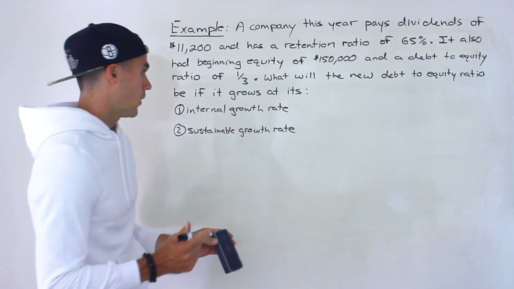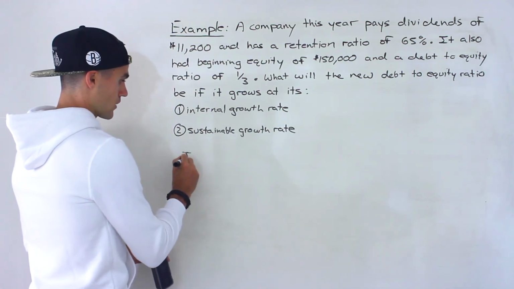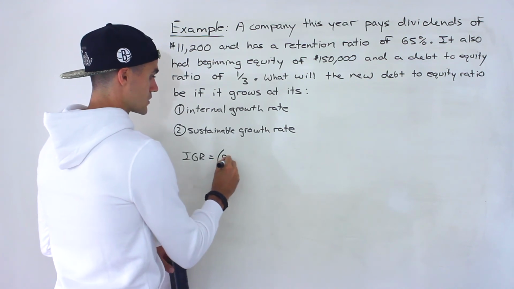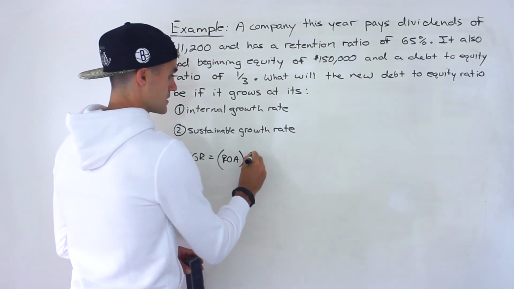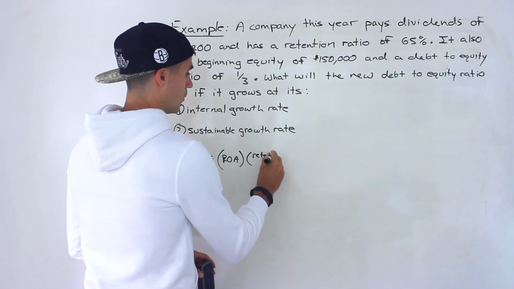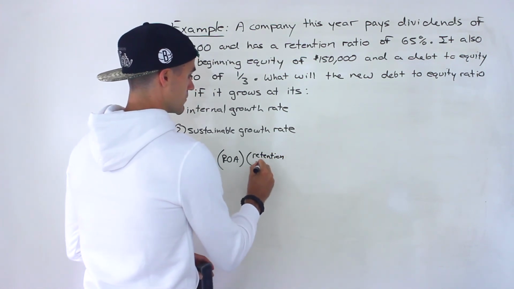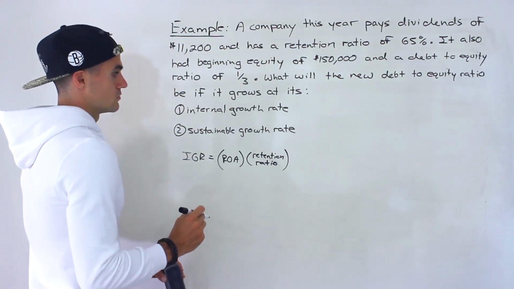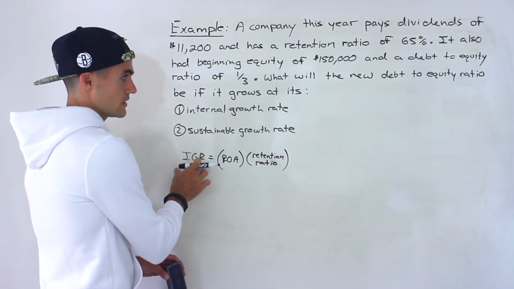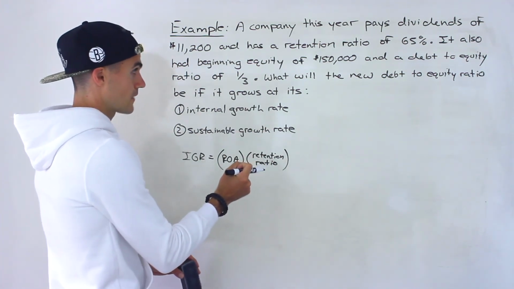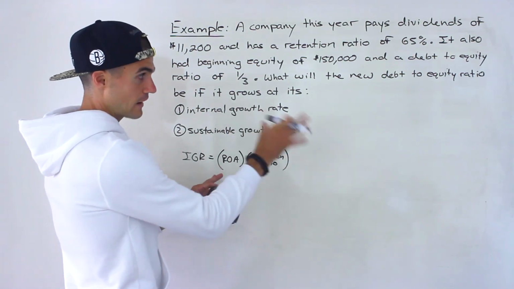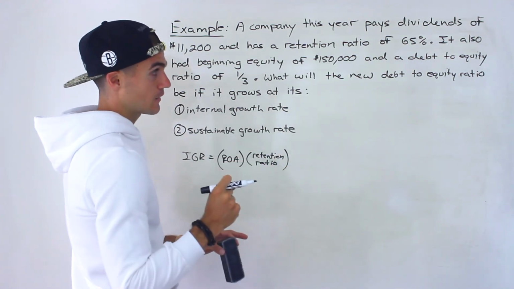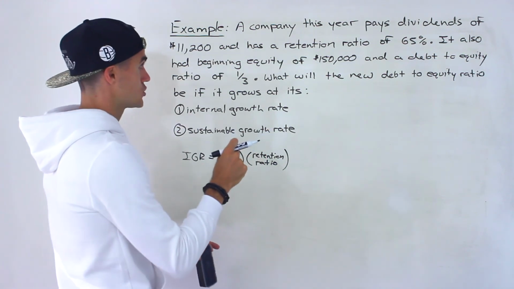So starting with number one, the internal growth rate. What is the internal growth rate? What is the formula? Well, it's basically the return on assets times the retention ratio, or 1 minus the payout ratio. So we need to find this rate to see what the company is going to grow at. And then once we have that final information, the ending balance sheet, we can get that debt to equity ratio on the ending balance sheet.